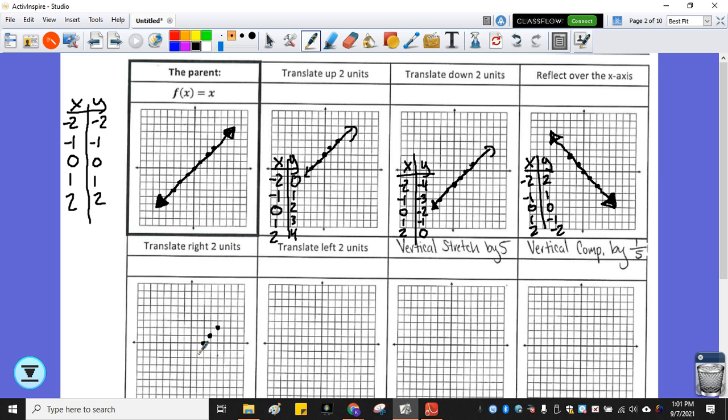Add 2 to your x value. Left, subtract 2 from your x value.